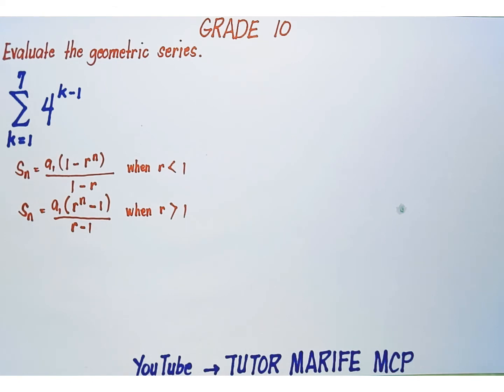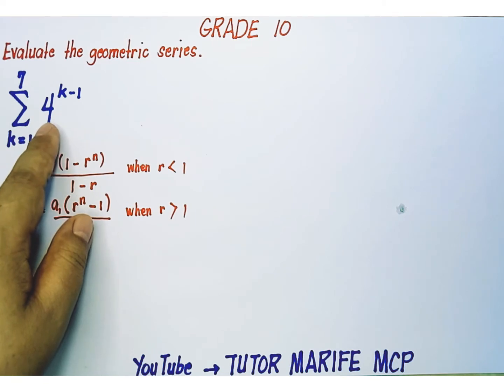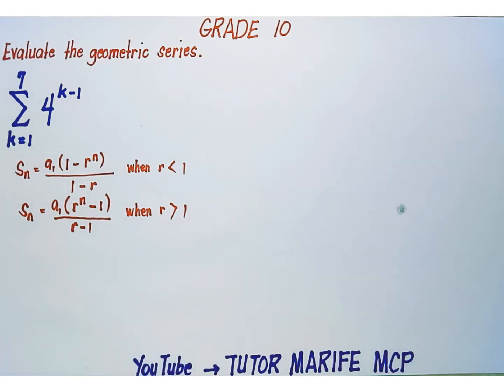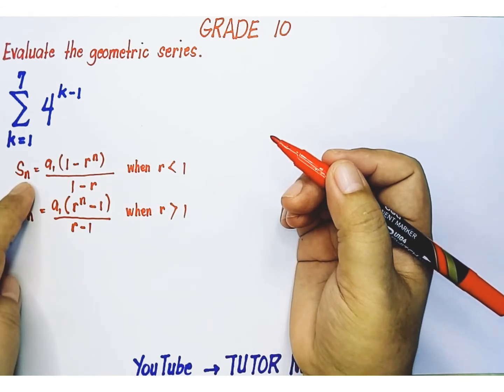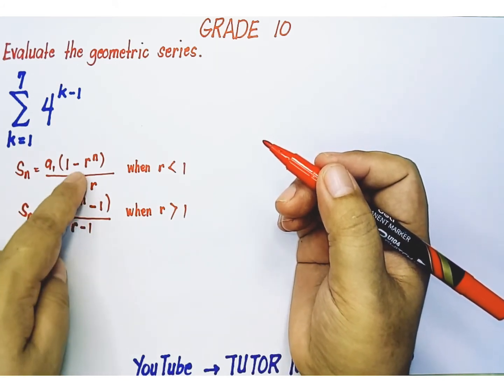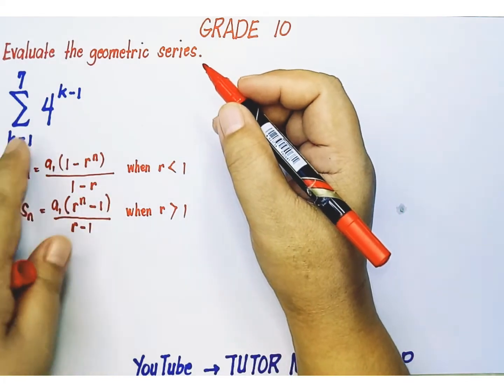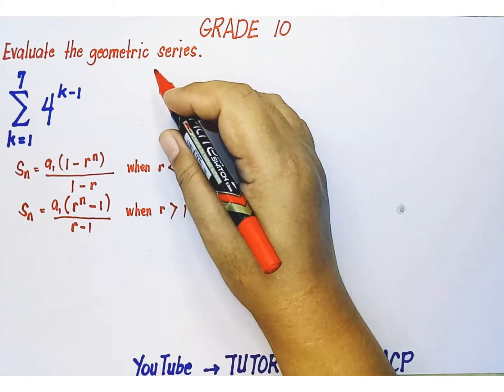So, for example, i-consider ko ang choosing of the formula. Kailangan kong malaman ano yung R ko dito para alam ko kung alin ang gagamitin ko. So, paano ko nga ba malalaman? Tignan ninyo na either of the two formula, tatlo yung information na kailangan mong malaman para magamit mo yung formula at makapag-solve ng finite geometric sum.